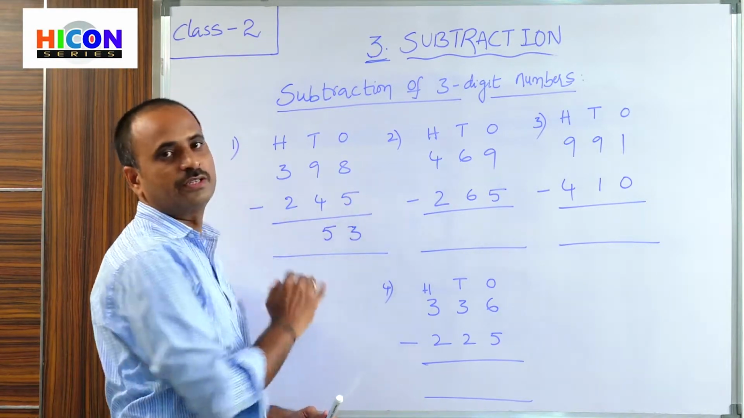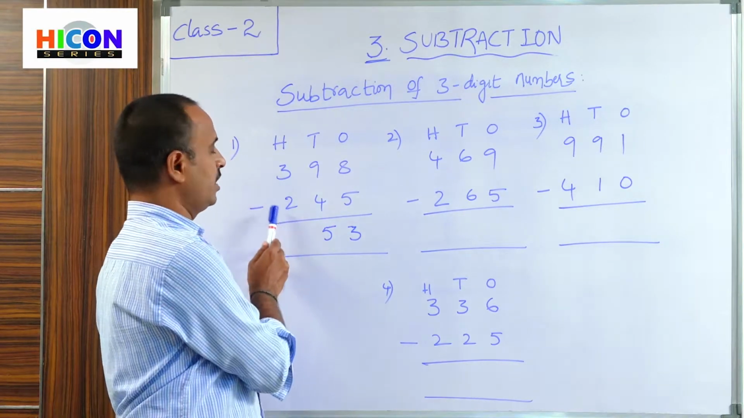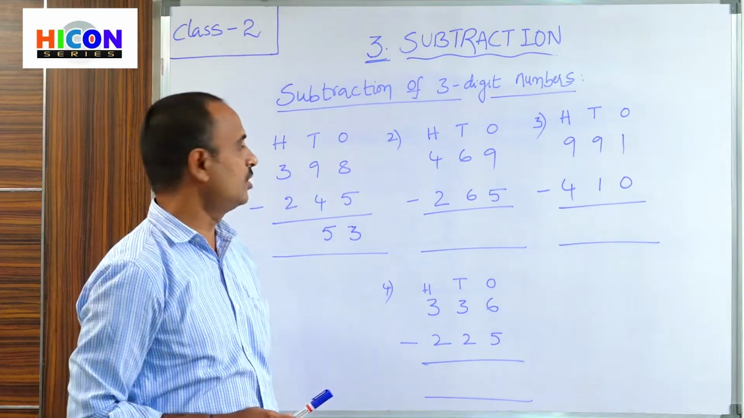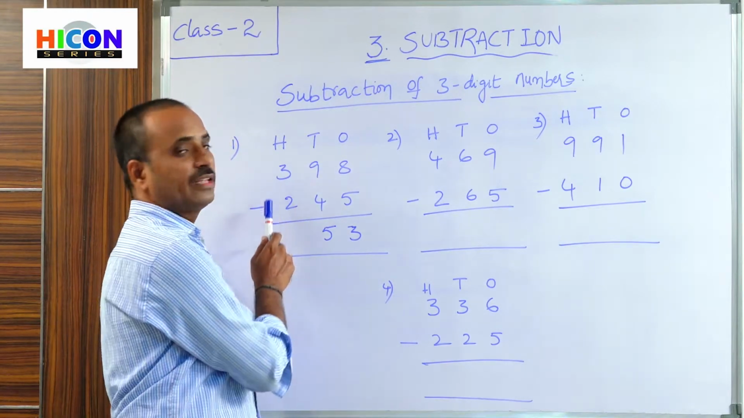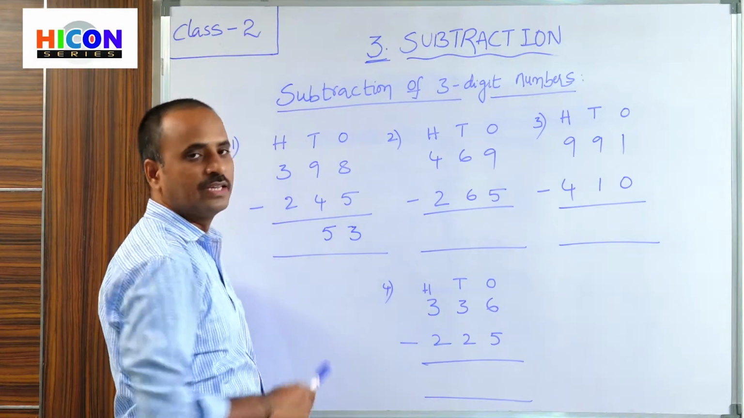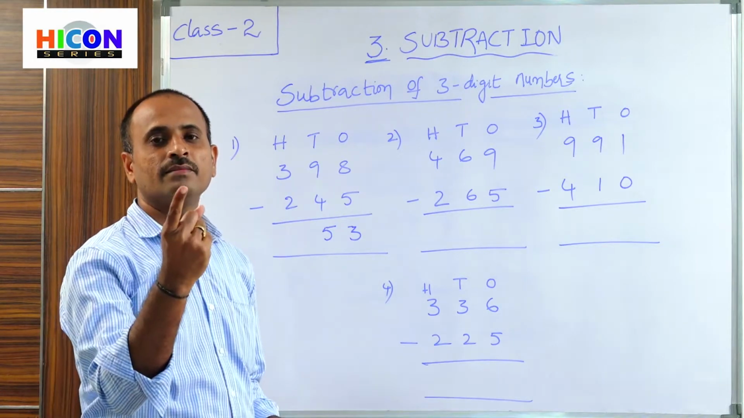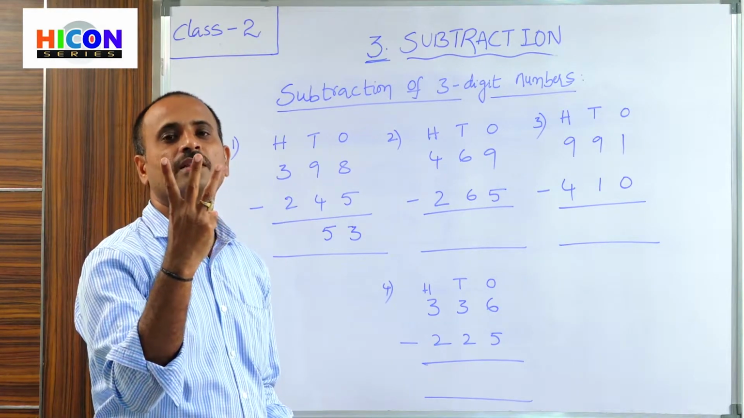Now go to hundreds place. So what are the digits present in the hundreds place? 3 and 2 are present in the hundreds place. So now subtract the digits present in the hundreds place. The first digit is 3 and second digit is 2. So open 3 fingers of your hand. 1, 2, 3. These are the 3 fingers.